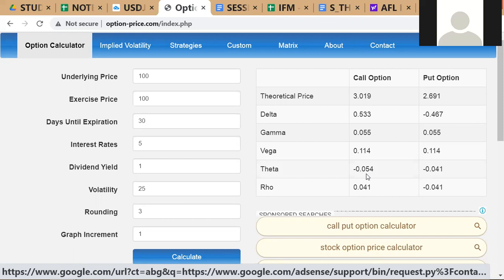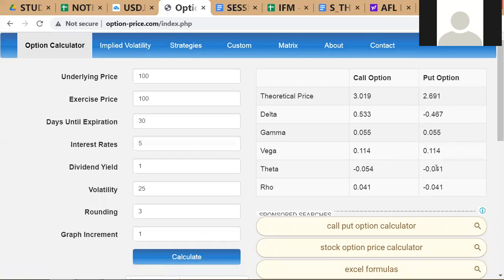Just to answer that clearly, the theta of a long option position will never be positive. It will always be negative, mathematical sign-wise. Whether you are long call or long put, the mathematical sign of the theta will always be negative, to show that if nothing else changes, and this goes from 30 to 29 days, then the option will lose value. That's why the minus. So you will subtract 0.054 from 3.019 on day 29 to give you the fair value.